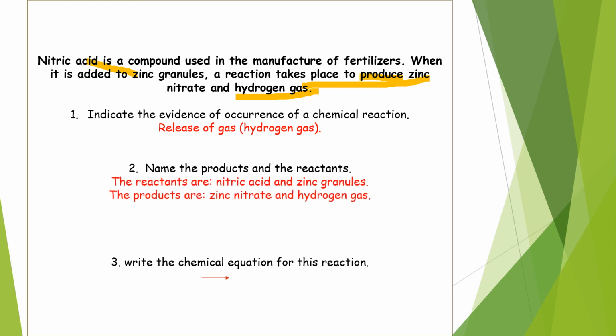Number 3 says: write the chemical equation for this reaction. Let's remember that in a chemical equation, we have to start with the reactants and end with the products and put an arrow between them. The reactants are nitric acid and zinc, to produce zinc nitrate and hydrogen gas. Let's read this chemical equation together: nitric acid reacts with zinc to give zinc nitrate and hydrogen gas.